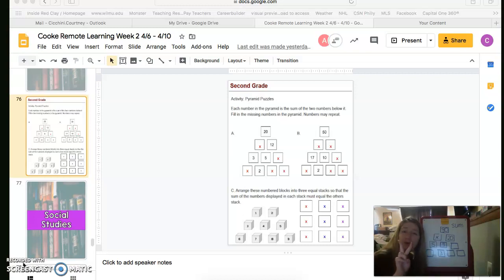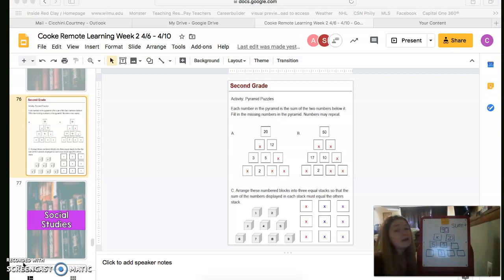So I heard two important things as I was reading those directions. I heard sum, S-U-M. When we see this word sum, it means the answer of an addition problem. So for your pyramid, you're going to work on addition today. I also heard that numbers may repeat, and that means some of the same numbers can be in the pyramid. Okay, you might see them more than once.